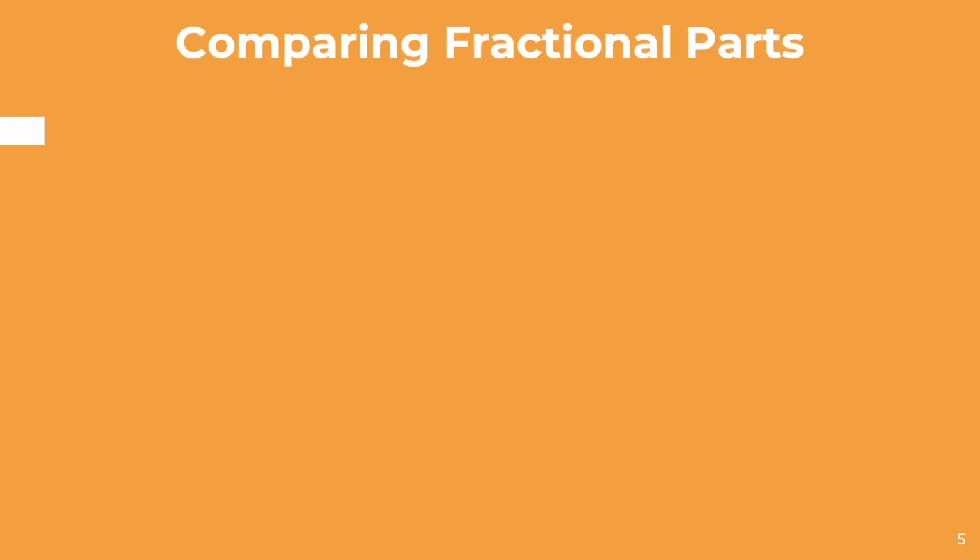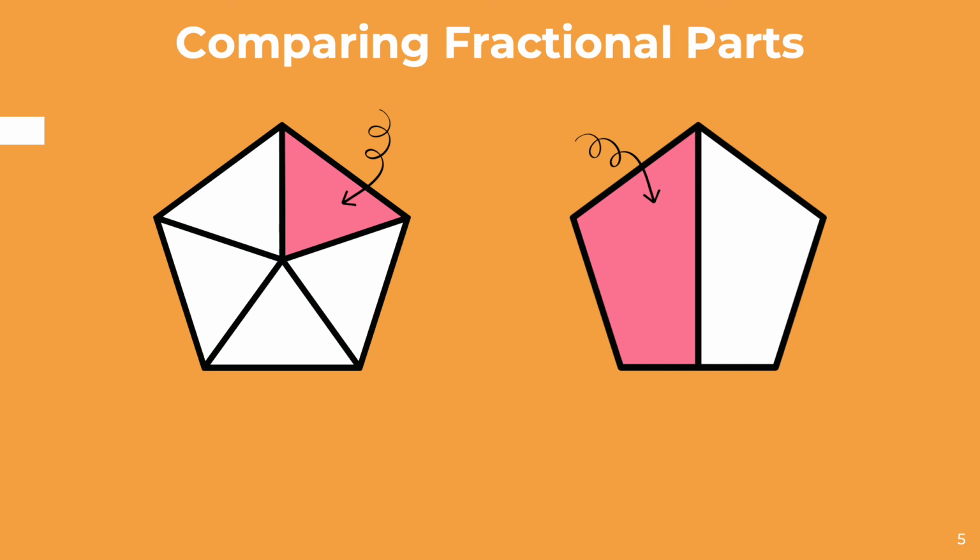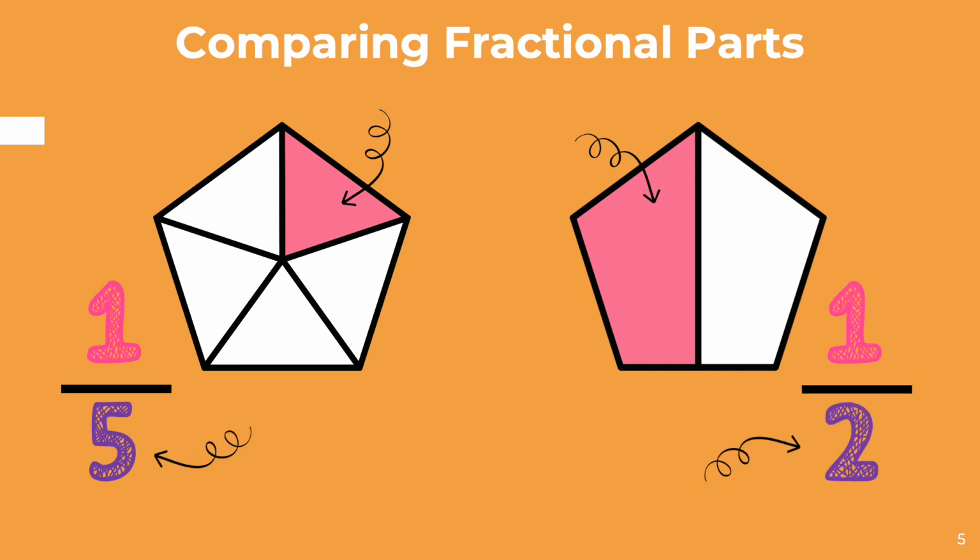When we compare fractional parts of a fraction, we can compare the size of the shaded areas by looking at the picture, or we can compare the denominator in a fraction. Remember that the smaller the denominator, the larger the parts in the fraction, and the larger the denominator, the smaller the fractional parts or shaded area.